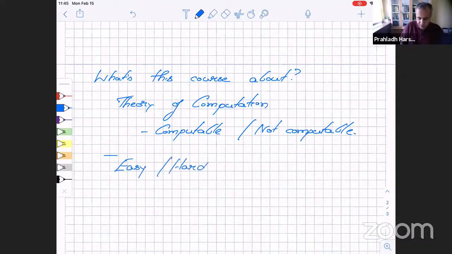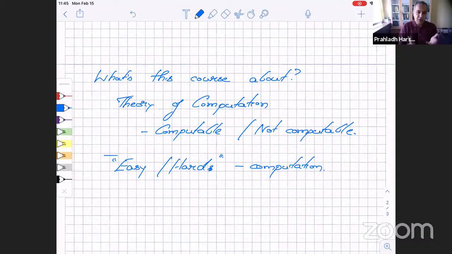Which problems are easy? What computation is easy? Which computation is hard? Now, this is a very subjective question. Something is easy for me, something might be easy for you, it might be hard for me. So what does it mean to be easy or hard? How does one even build a theory on this?